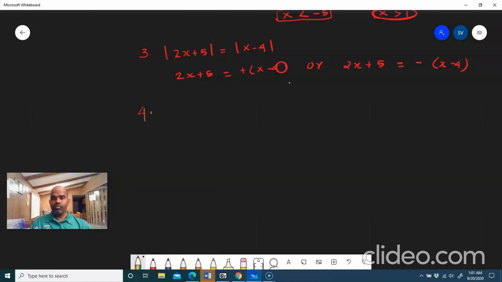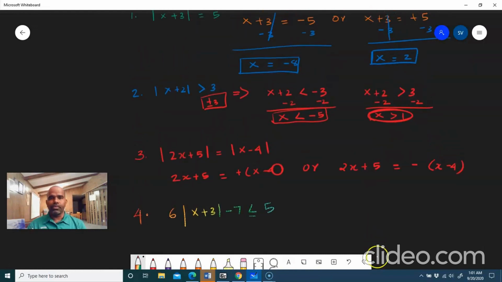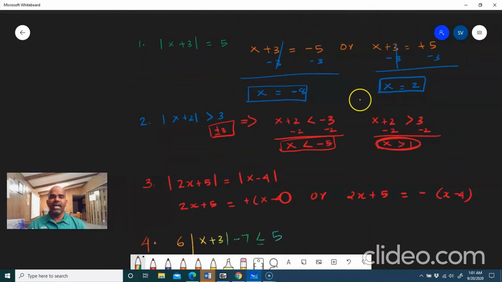So okay, we can consider this problem: 6 times the absolute value of x plus 3, minus 7, is less than or equal to 5. Before we approach this problem, for its solution we need to check what the less than or equal to case is.